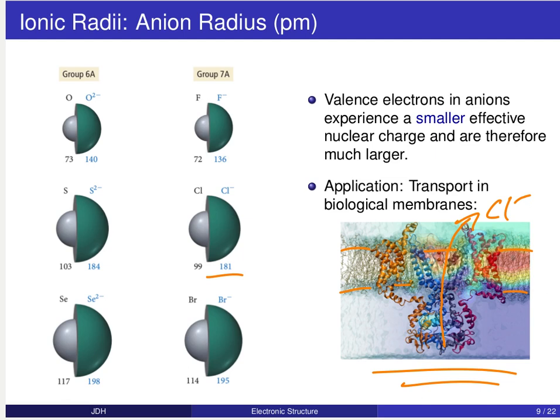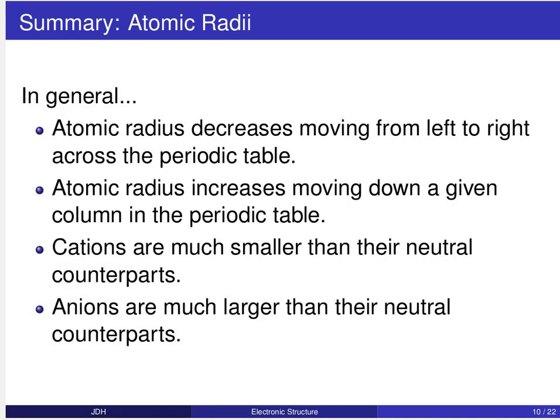And so these size trends are one of the main ways in which these proteins function in terms of excluding ions that are the incorrect size. Charge, of course, is the other characteristic that they use to help figure out which ion gets through and which ones don't. So to sum up the trends in atomic radii, in general, radius decreases moving left to right, increases moving down the periodic table, cations are smaller, and anions are larger.